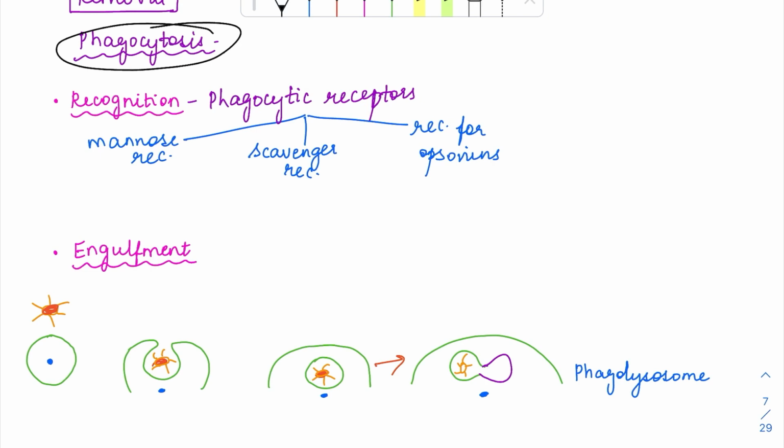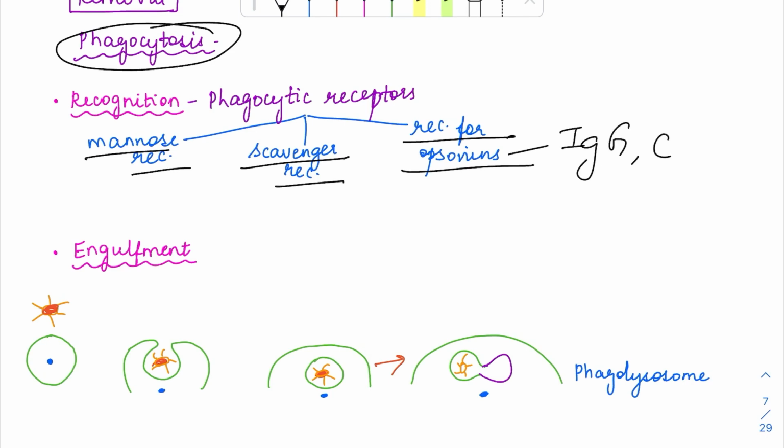We have 3 phagocytic receptors. First one is the mannose receptor, which is going to bind to the mannose present on the bacterial cell wall. Then we have scavenger receptors and receptors for opsonins. Opsonins are usually IgG and C3b. These substances usually coat the microorganism. Suppose there was a bacteria, IgG and C3b will coat this organism, and this will facilitate phagocytosis. The receptors for opsonins will identify these IgG and C3b coated microbes, and they will be easily recognized.